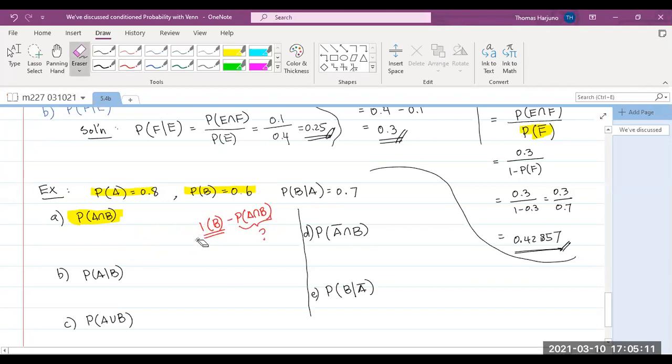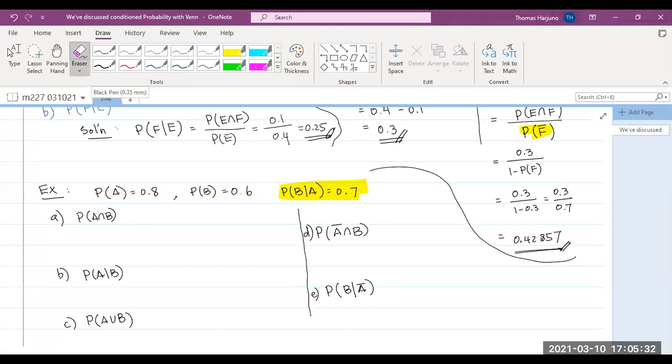Uh-oh, Thomas, what should I do? The method is actually hidden in this notation here. So if you know what it means, you may be able to do something. What that formula says is the following. Let me use blue. The probability of B given A is the probability of the intersection over the probability of A. That's what the formula says.